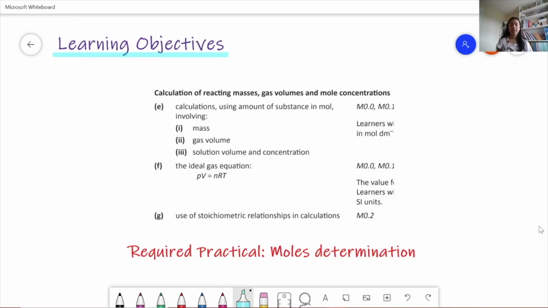Here are today's learning objectives. So we're first going to look at calculations using amount of substance in moles involving mass, gas volume and solution volume and concentration. And then we're going to look at the ideal gas equation. We're then going to look at the use of stoichiometric relationships in calculations. And then finally we're going to look at a required practical, which is the determination of moles.